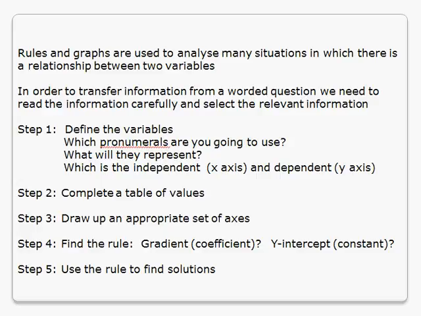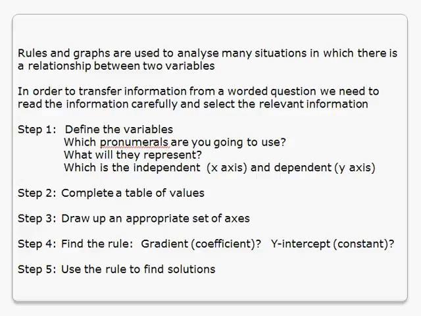So generally speaking, time is normally an independent variable. It is usually the one that you change yourself. So you decide to change the time and then the dependent variable changes accordingly. Step number 2 would be to complete a table of values. So once you have a table of values, you can then graph them, you can then find the rule for them. So when you want to graph, you draw up an appropriate set of axes.